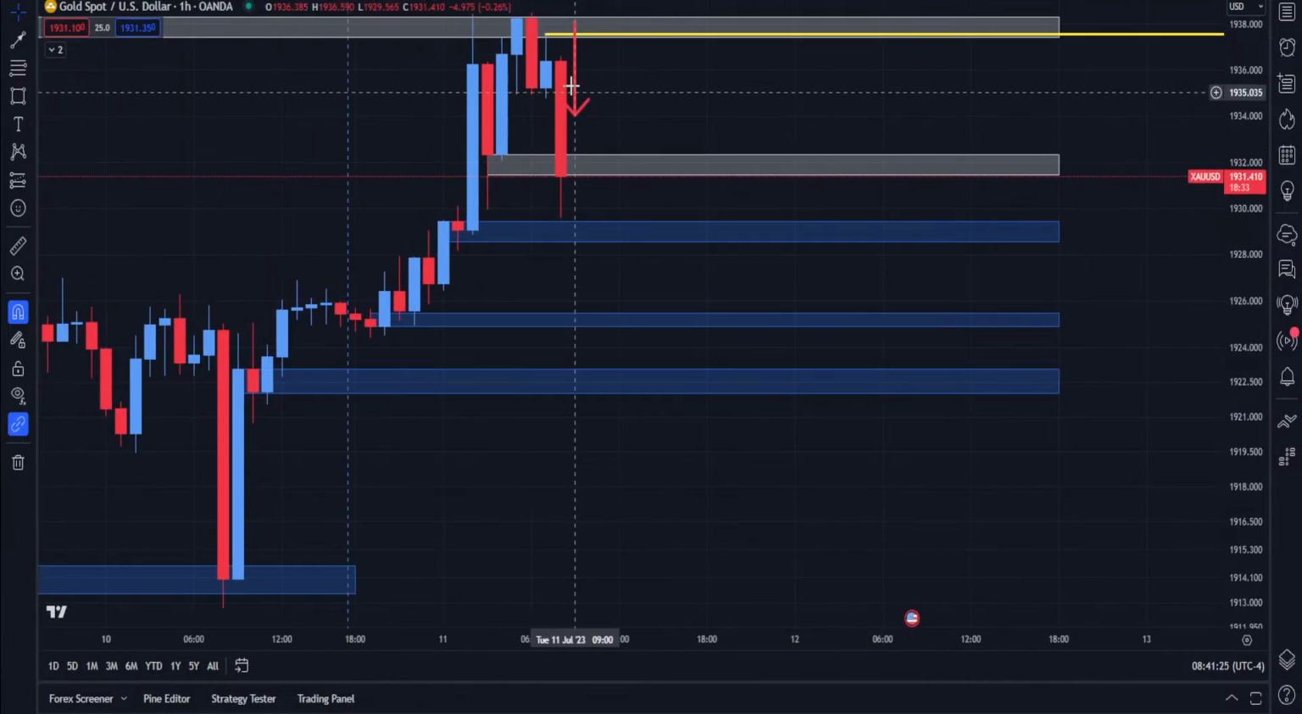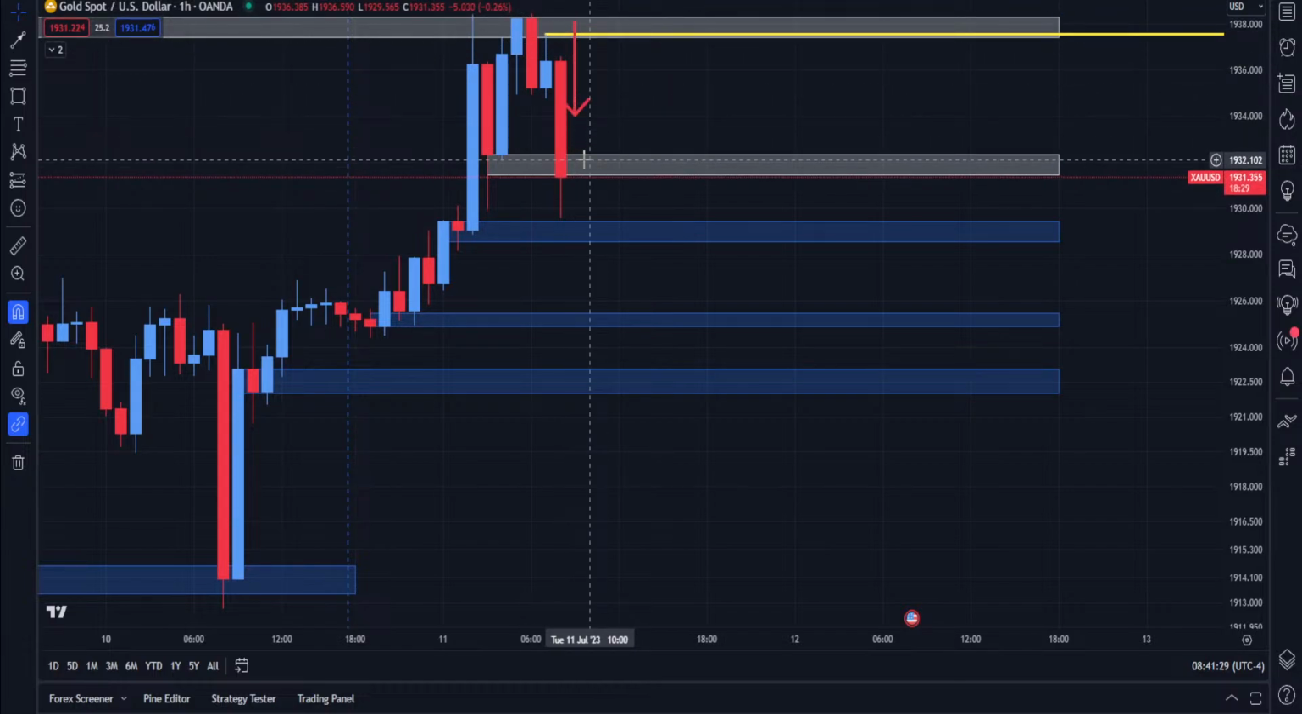I could see it happening on the hourly, where it comes back up, creates a wick, and then comes down. But I don't think it goes up that high. I just don't see it. We may not be able to get a trade today.